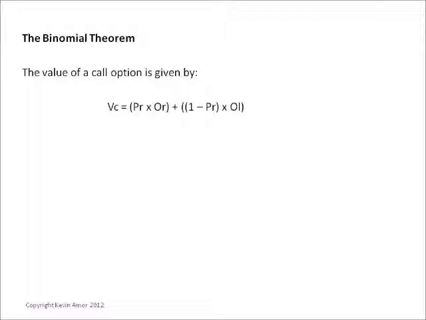The value of the call option at the point of exercise is given by the probability that the price will go up multiplied by the payoff if it goes up, plus the probability it goes down, which is 1 minus PR, times the payout if it goes down. Another useful result is that the probability of the price going up is given by the rate of required return minus the percentage payback if the price drops, divided by the percentage payback if it goes up, minus the percentage return if it goes down.